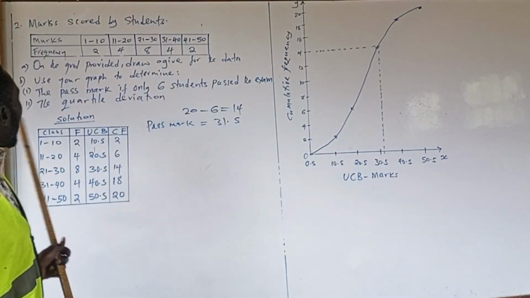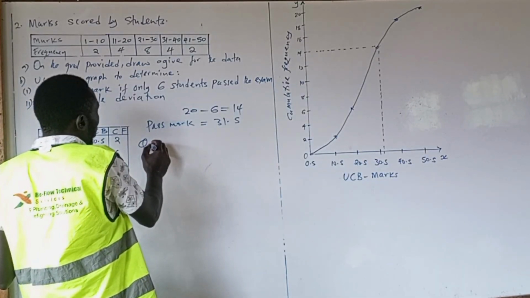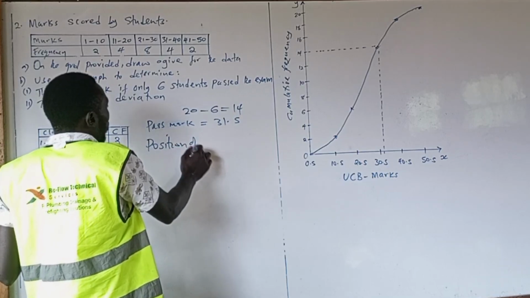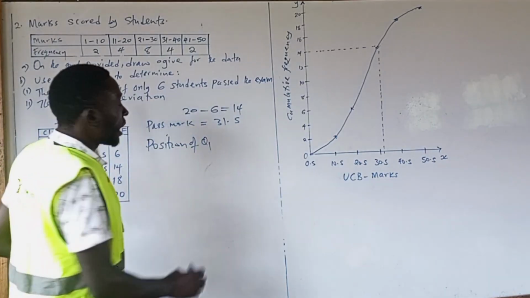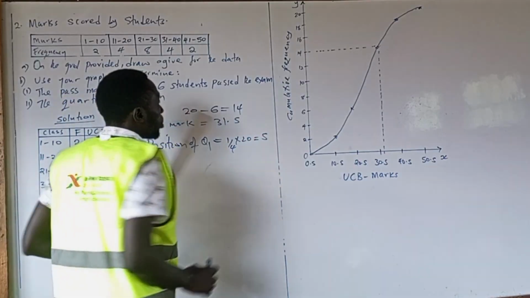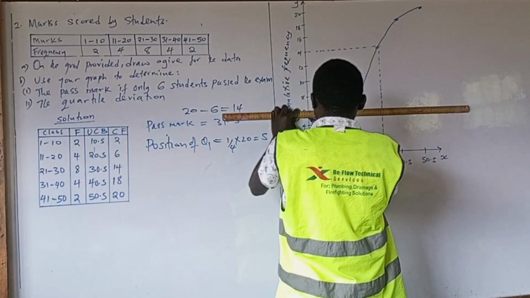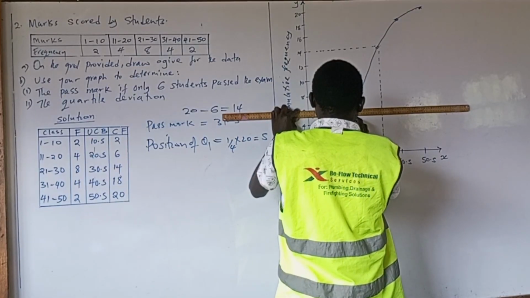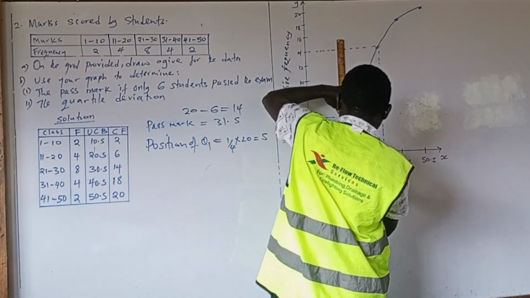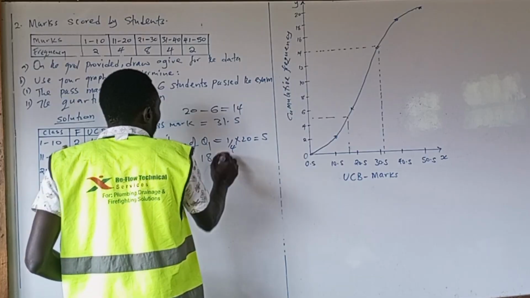For quartile deviation, you get the position of Q1, the lower quartile, which is a quarter times 20, you get 5. So you go to where 5 is. 5 is here. You read it. You go to where 5 is, then you drop. The answer is 18. Q1 is 18.0.